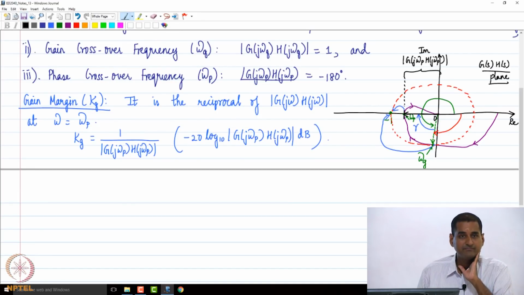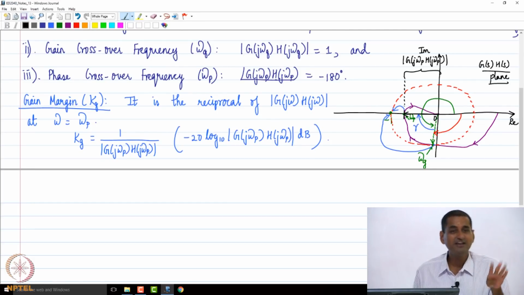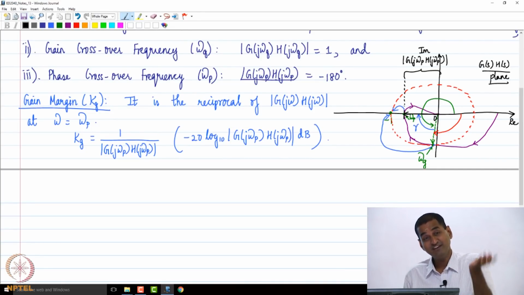Is it clear? Yeah. Gain margin is defined at omega equal to omega p. Yes, exactly. So it's a reverse arrangement. The gain crossover frequency is not used to define the gain margin. The phase crossover frequency is used to define the gain margin. We will shortly see that the gain crossover frequency is going to be used to define the phase margin.